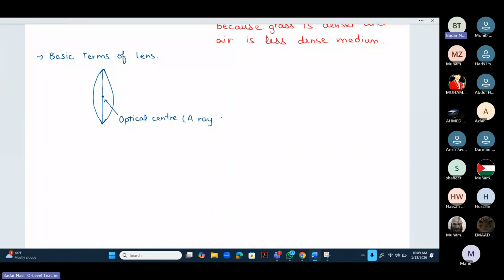A ray of light passes straight without getting deviated. So a ray of light passes straight through this point. This is the significance of an optical center of a lens. So if a ray of light is incoming, it's going to pass straight without getting deviated.